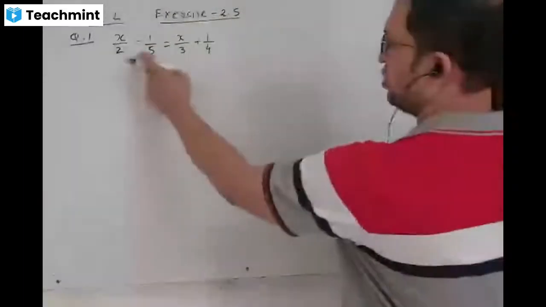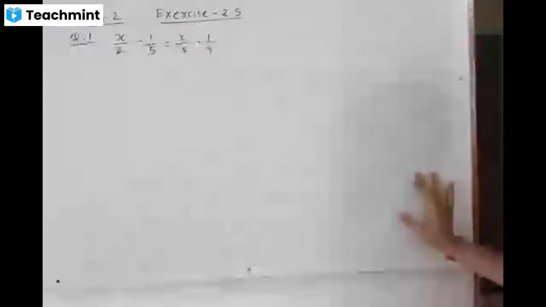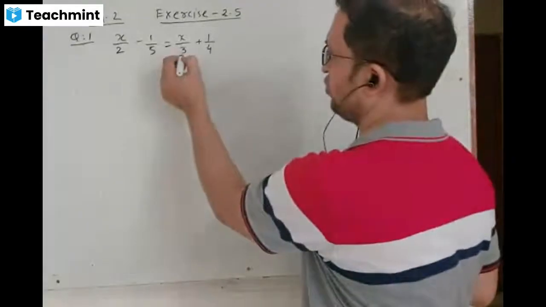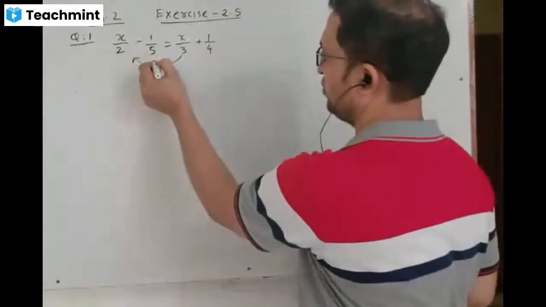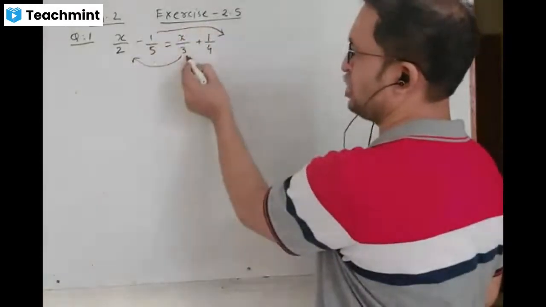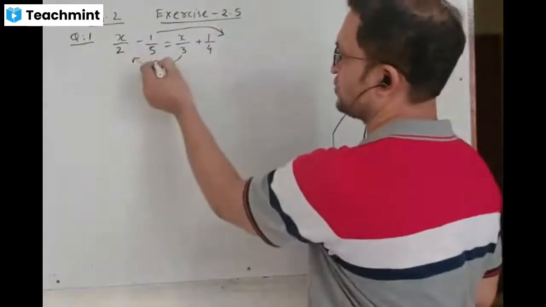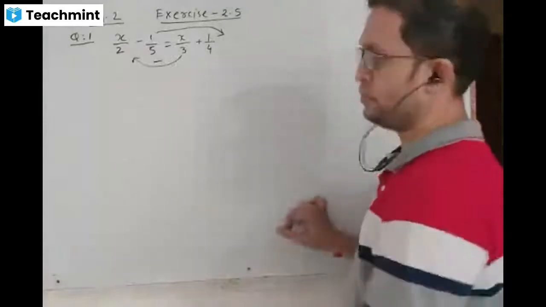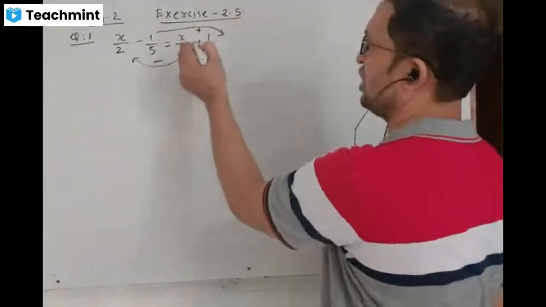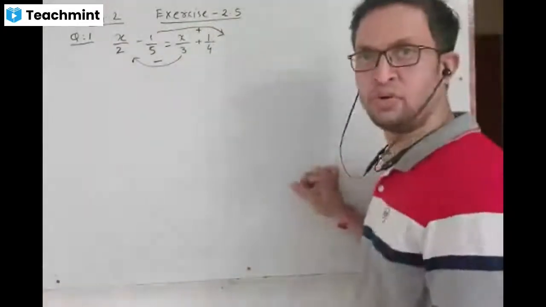Here, x by 2 minus 1 by 5 is equal to x by 3 plus 1 by 4. Okay, first convert variable term to variable term and constant to constant term. X by 3 is a positive term, transposing to the left side, it becomes a negative term, and 1 by 5 is a negative term, transposing to the right side, converts to a positive term.